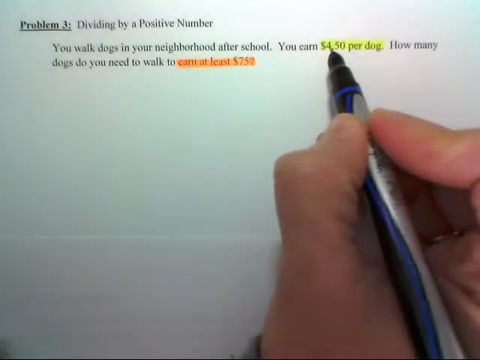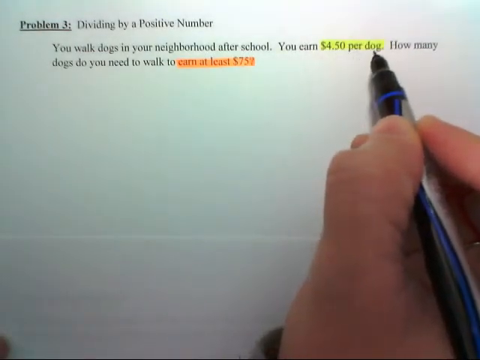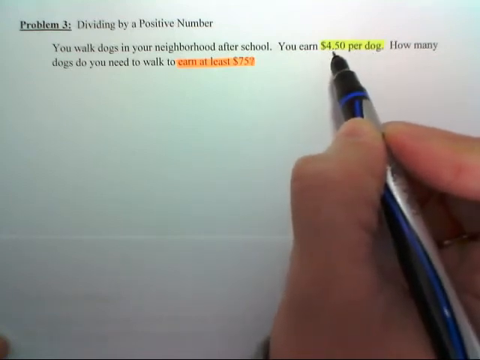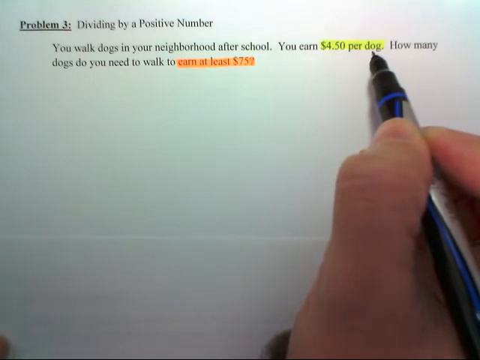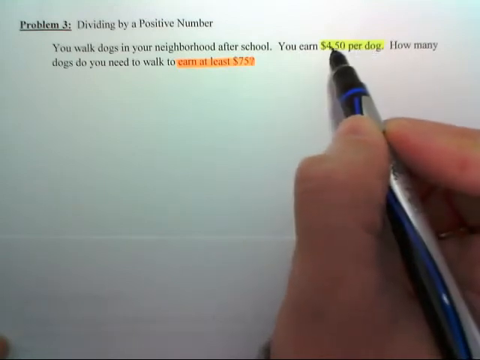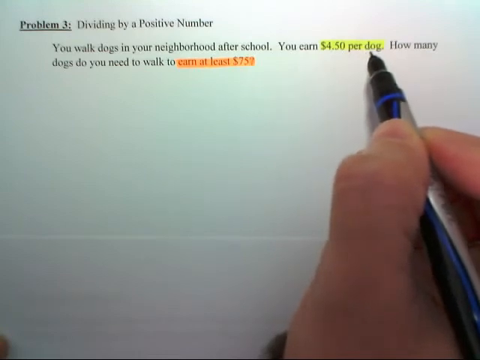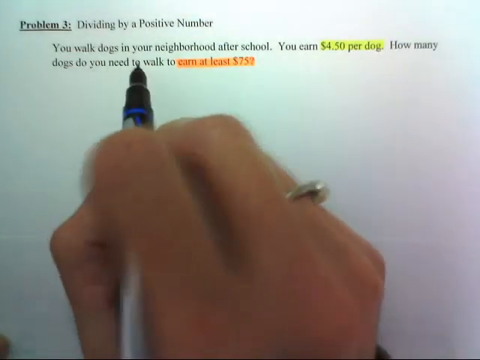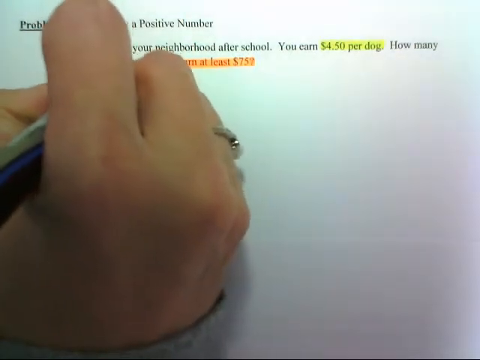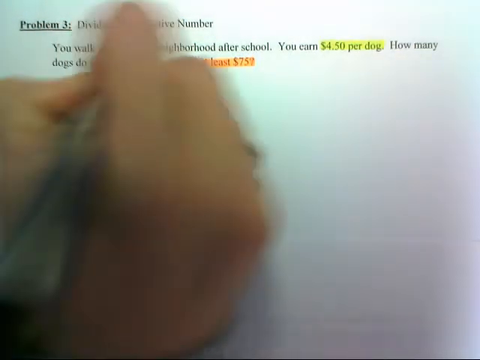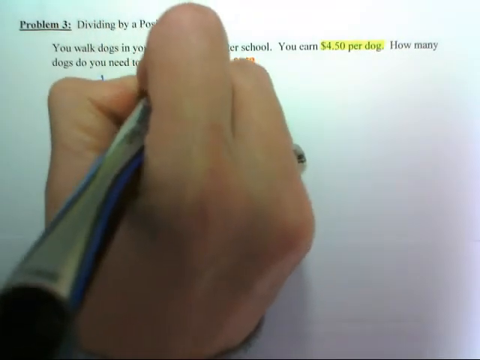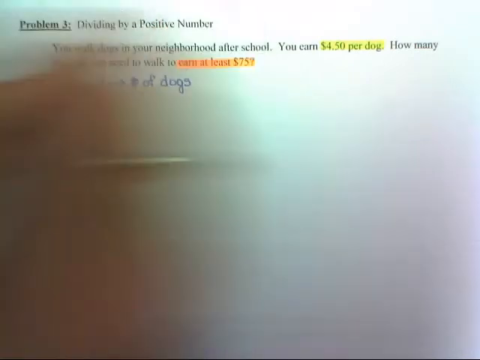So let's think about what $4.50 per dog means. $4.50 per dog means if you walk one dog, you only make $4.50. If you walk two dogs, how much would you make? Well, you would make $9. And that's $4.50 times 2. So the 2, the 1, those two examples are representing the number of dogs that you're walking. Well, that's the question. How many dogs do you need to walk? So let's identify and define our variable. I'm going to let D represent, I'm going to abbreviate kind of here, number of dogs. D represents the number of dogs that you need to walk.